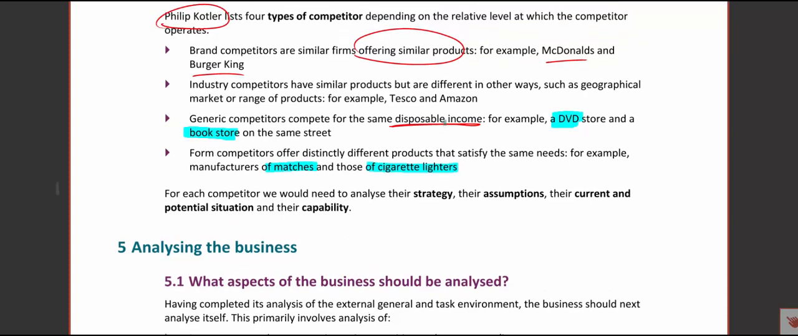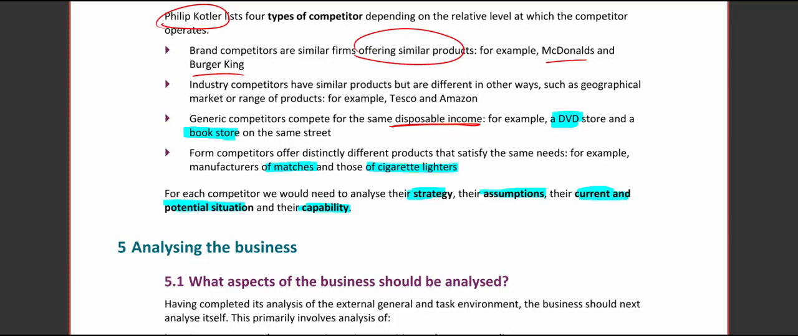Now, in terms of what this means for us as a business, I really need to consider these competitors when I'm coming up with my strategy. Again, linking back to Porter's 5 forces, that competitive rivalry is really, really important. And Kotler said that for each of these competitors, I need to consider a few things. I need to consider what they're trying to do, so what their strategy is, what assumptions they're making about the market, how they're doing right now, and how I think they're going to do in the future, and linked to that, their current capability.